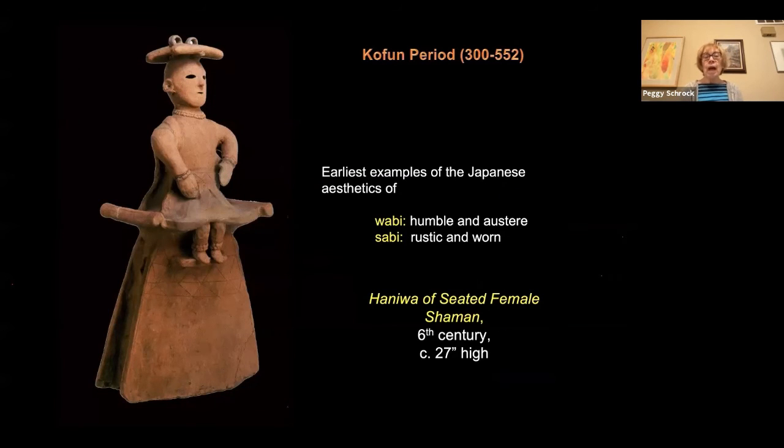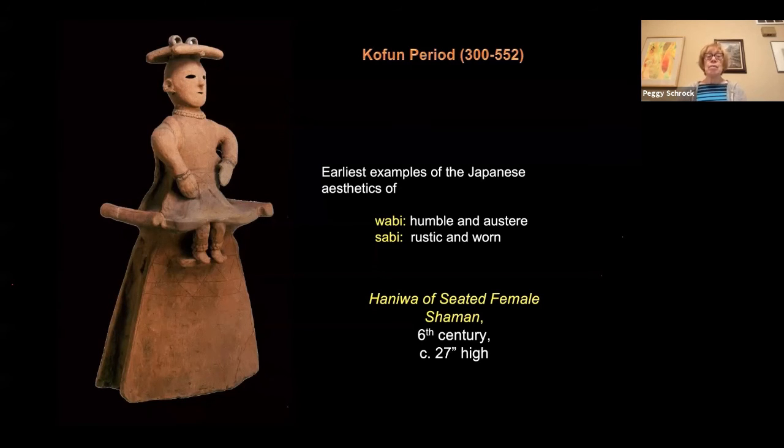This is an interesting one, this seated female shaman-like figure, because it is so simple and so seemingly crude, but all of these haniwa are considered to be the earliest examples we have of what we're going to see over and over again as the core of Japanese aesthetic, and not the only aesthetics, but two of the most prominent, and that's wabi and sabi. Wabi meaning they are very humble, very simple, very minimal. As an aesthetic, that will pervade Japanese art throughout its history.